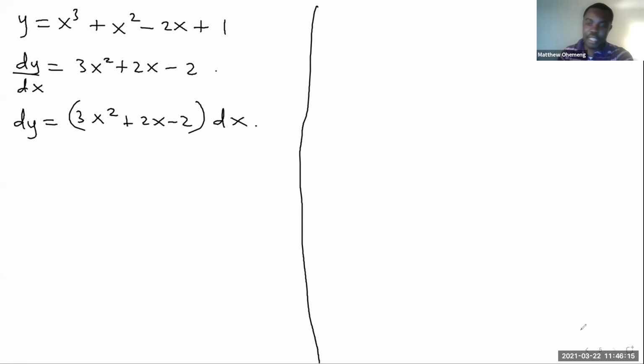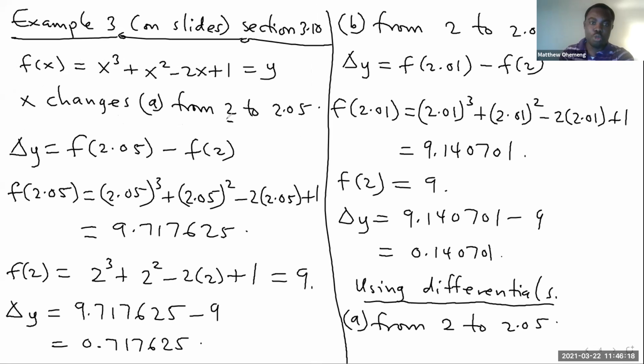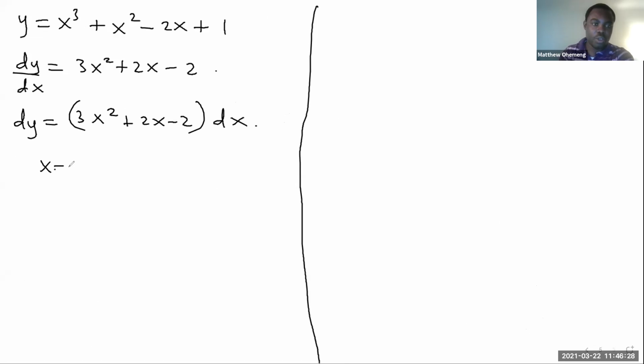So we know that s changes from where? From 2 to 2.05. So s is 2, right? Because it changes from 2 to 2.05, we have the delta x, which is the same as the differential dx, to be equal to what? 2.05 minus 2. So that means this dx is 0.05, right? It's just the change in x.